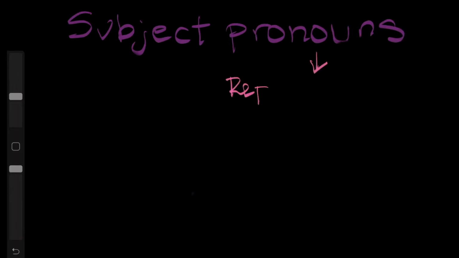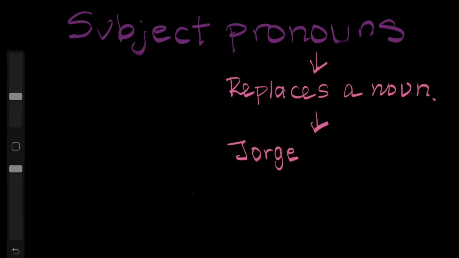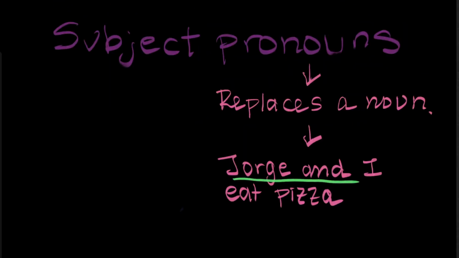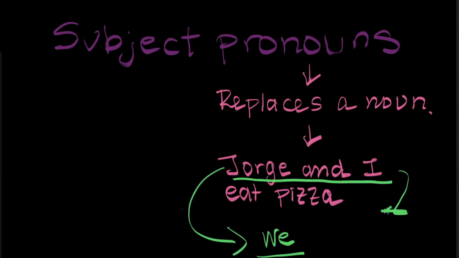A pronoun is a word that replaces a noun in order to avoid useless repetition. For example, if I say the sentence, Jorge and I eat pizza, what word can I use to replace Jorge and I? I could use the word we. That will be a subject pronoun because it's a word that I'm using to replace the subject of the sentence, which is Jorge and I.